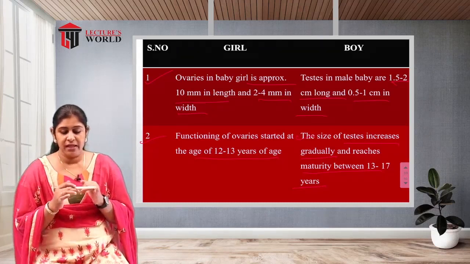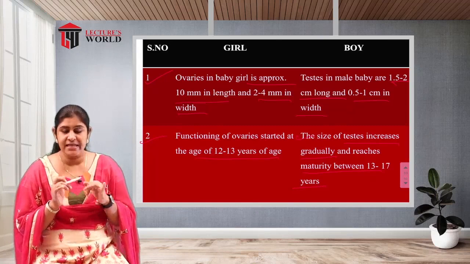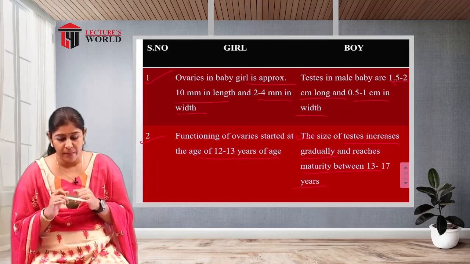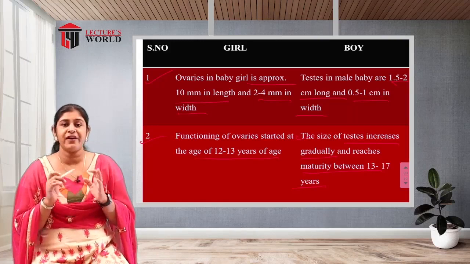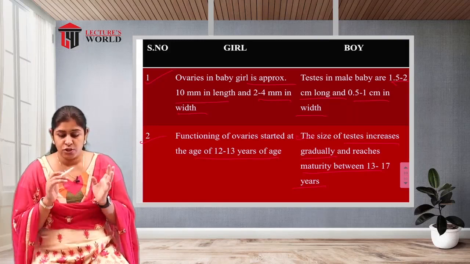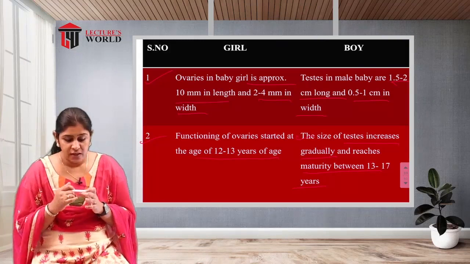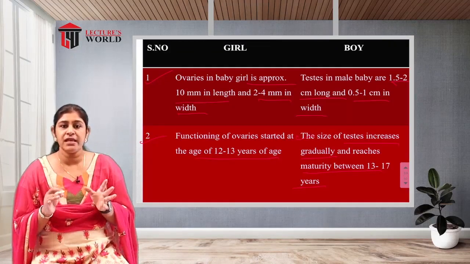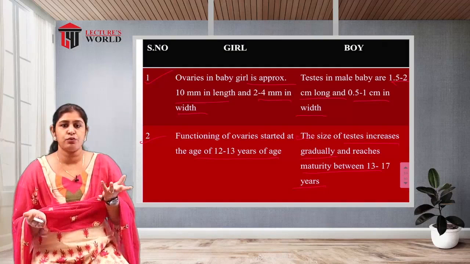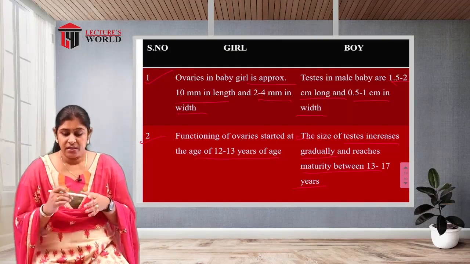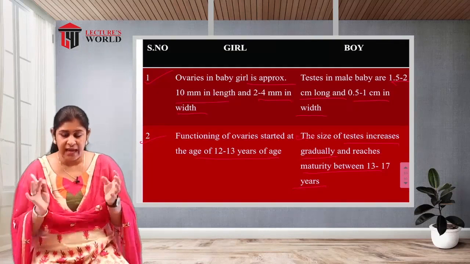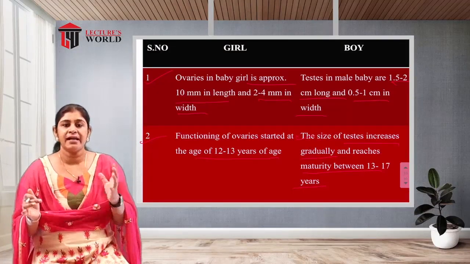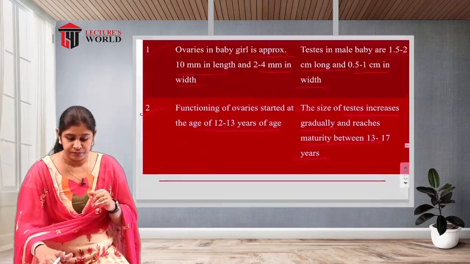To summarize, ovaries in a baby girl are approximately 10 mm in length and 2 to 4 mm in width, whereas the testes in male babies are 1.5 to 2 centimeters long and 0.5 to 1 centimeter in width. The ovaries start functioning at 12 to 13 years, and in boys the testes gradually increase in size and achieve maturity by 13 to 17 years.